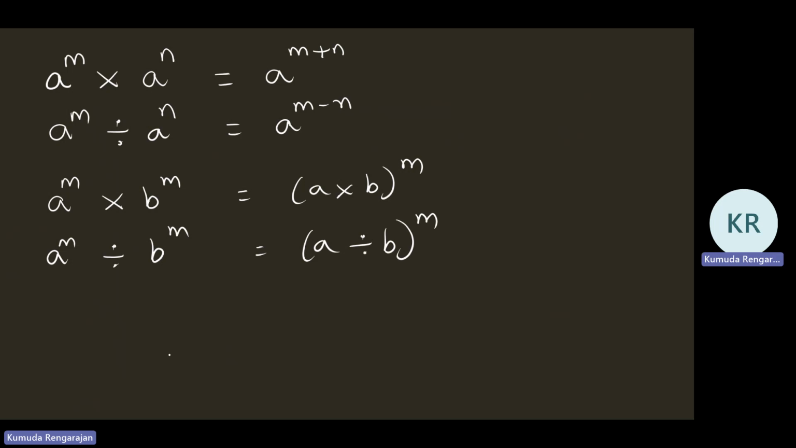Whole raised to the power means if you're using a bracket, like there are many things in the bracket, then we say whole raised to the power, meaning the entire thing in the bracket raised to the power m. And we have anything to the power 0 is 1. Any base raised to the power 0 is 1.